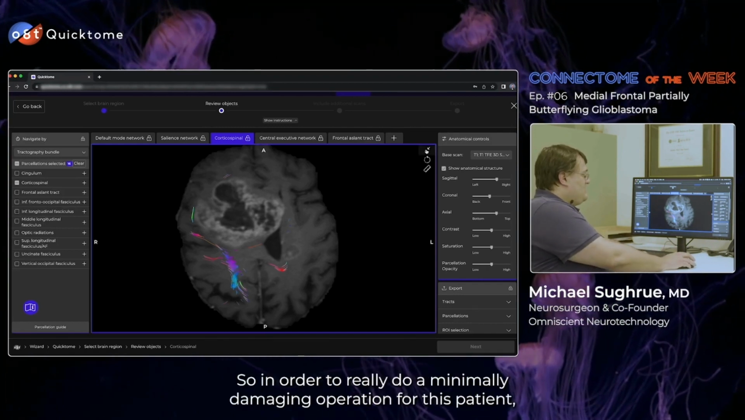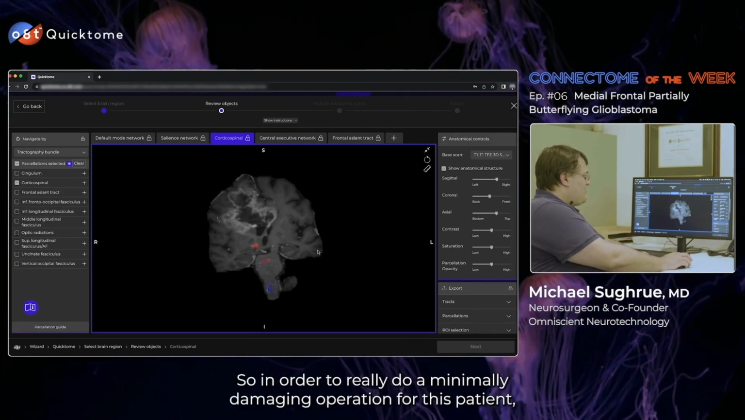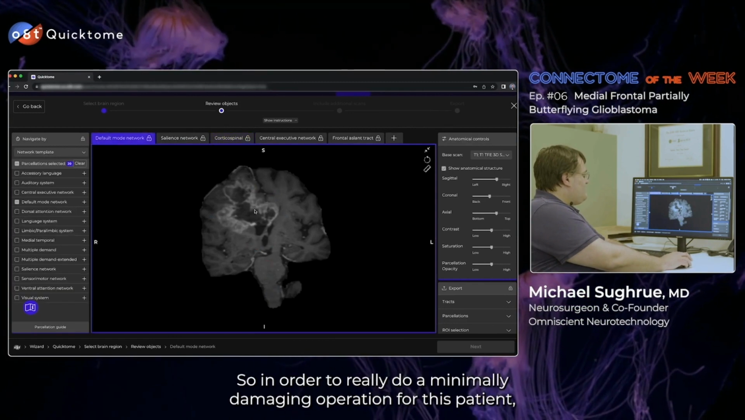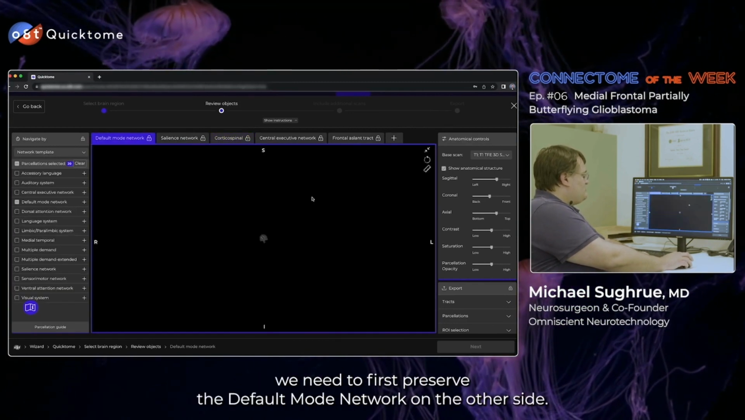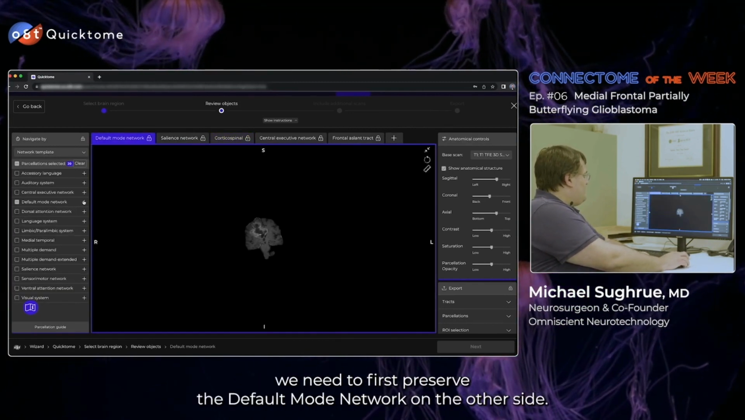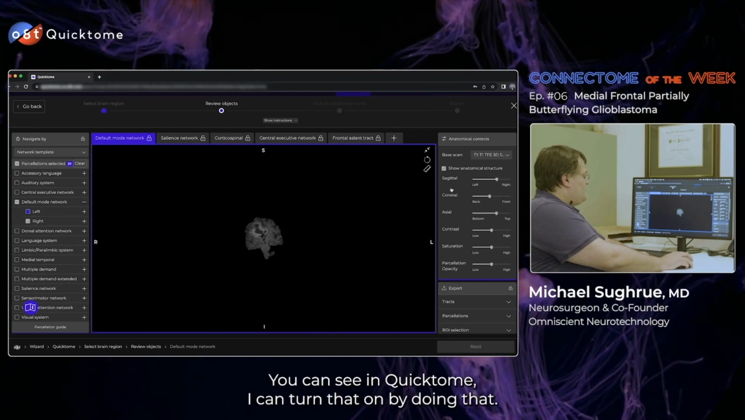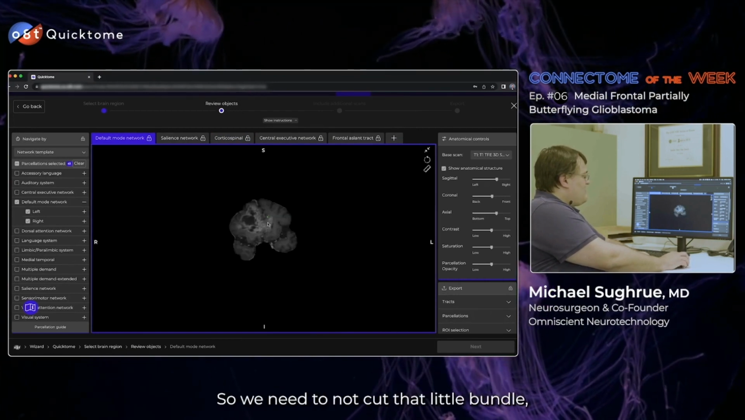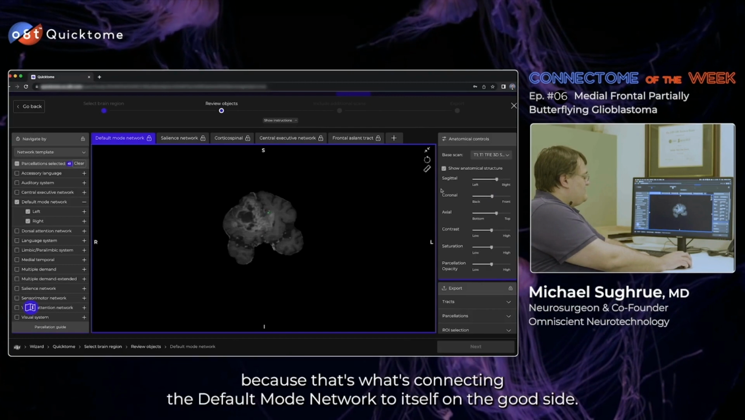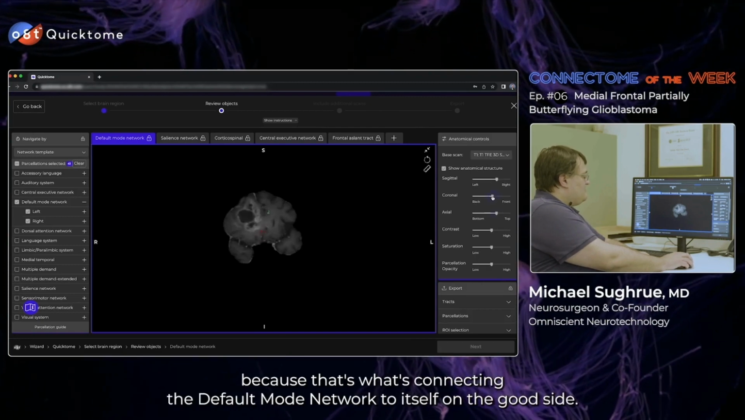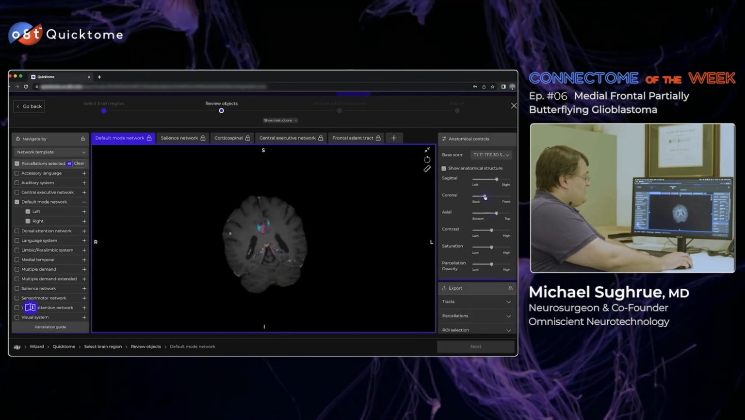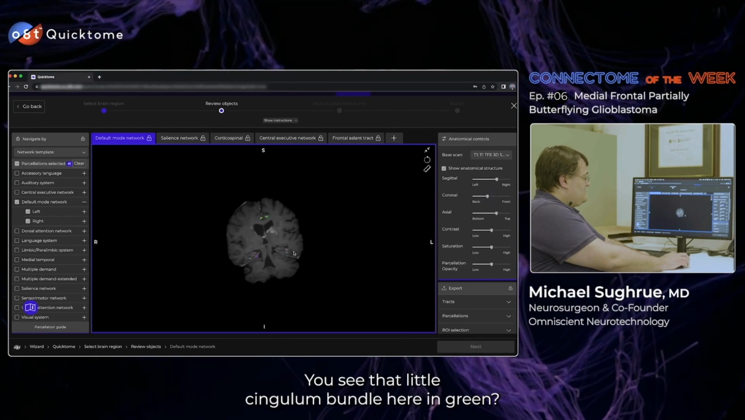So in order to really do a minimally damaging operation for this patient, we need to first preserve the default mode network on the other side. You can see in Quicktome I can turn that on by doing that. So we need to not cut that little bundle, because that's what's connecting the default mode network to itself on the good side. You see that? The little cingulum bundle here in green.